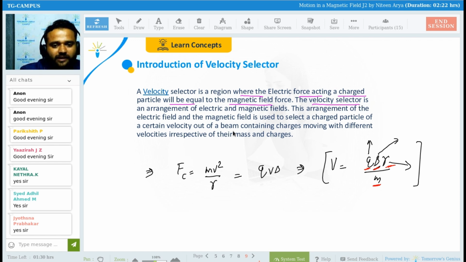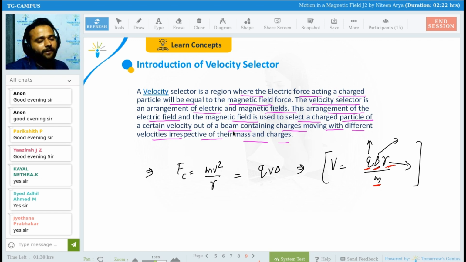The velocity selector is an arrangement of electric and magnetic fields. This arrangement is used to select a charged particle of a certain velocity out of a beam containing charges moving with different velocities, irrespective of their mass and charge. Okay, here is another example.